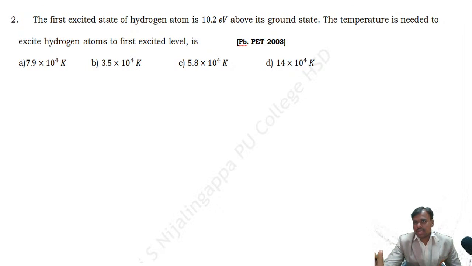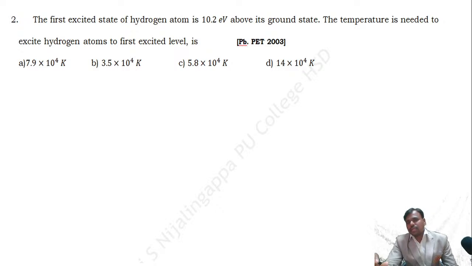Next, here we have to calculate the temperature needed to excite the hydrogen atom to its first excited level. That means the electron is in the ground state. When we give some external energy in the form of temperature, then the electron jumps from the ground state to the first excited state. Ground state means n is equal to 1. First excited state means n is equal to 2. Here we have to calculate the temperature.